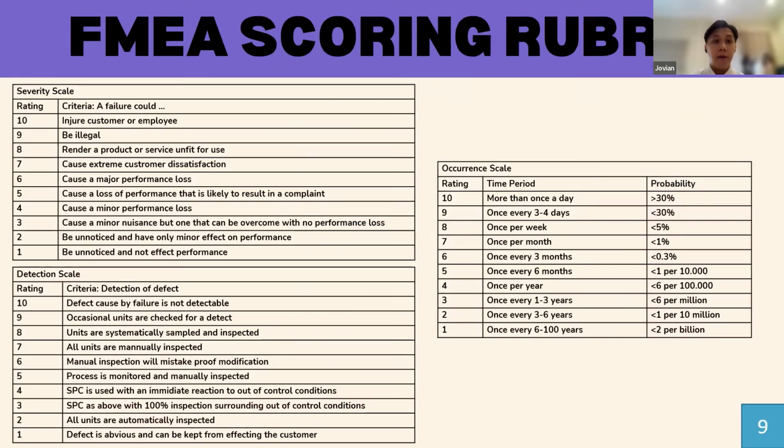This is the FMEA scoring rubric that is used to obtain the RPN score based on 3 scales. The first one is the severity scale, and then the occurrence scale, and the detection scale.